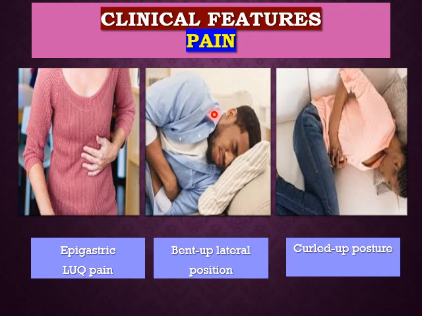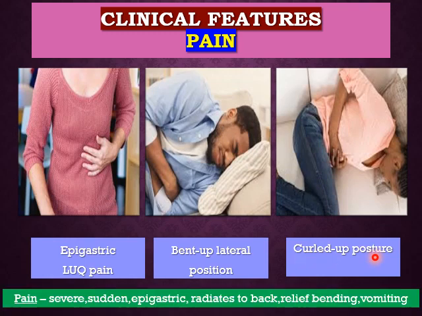The main feature of acute pancreatitis is severe abdominal pain. This pain is usually in the epigastric region and left upper quadrant. The pain is relieved by lying in a bent up lateral position, and here is another picture to show you the curled up posture of the patient to relieve the pain. The pain is usually severe, sudden onset, epigastric region, radiates to the back, is relieved by bending forward, and is associated with profuse vomiting.